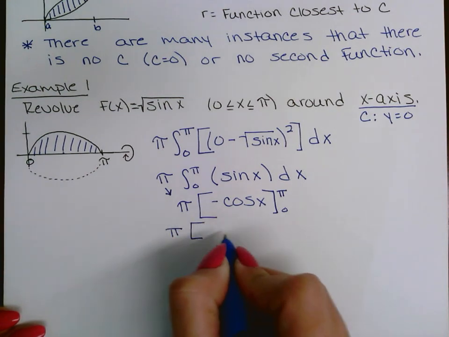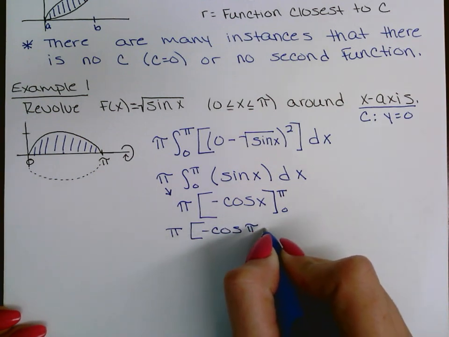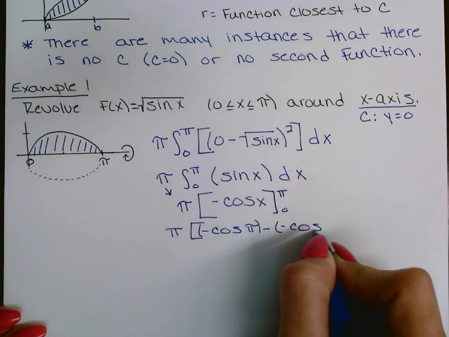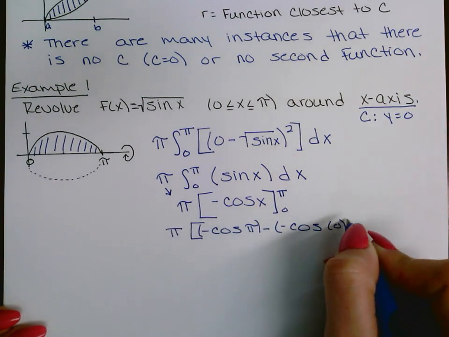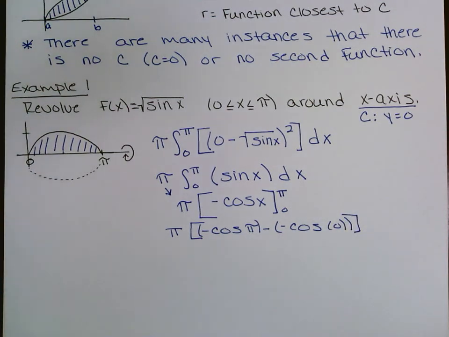Okay? So now I have pi times negative cosine at pi minus negative cosine at 0. Okay? Am I done there? I just finished my f of b minus f of a. No, why not? What do I have to finish? The trig, okay? So what is cosine of pi?